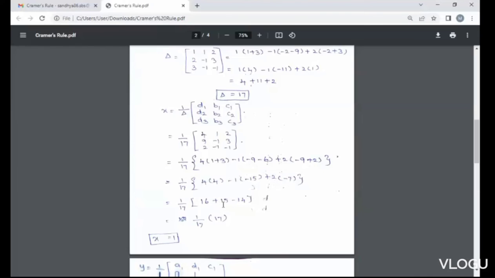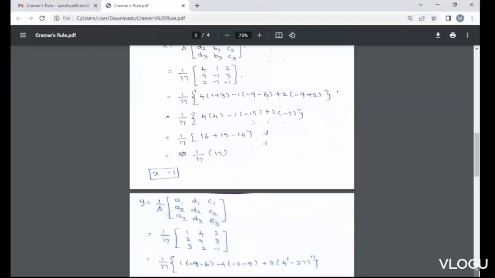So 16 plus 15 minus 14, it is 17. So 17 and 17 will get cancelled. We will get x is 1. Next we have to find the value for y.